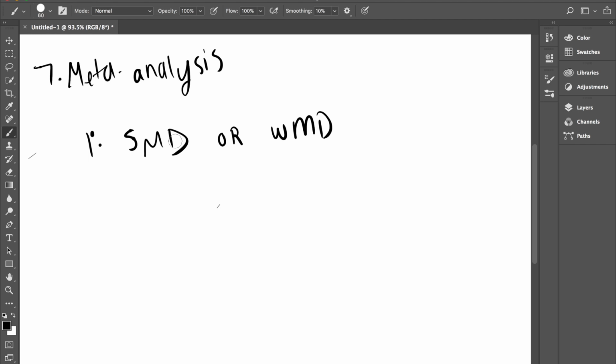The second thing you want to consider is whether you want to use a fixed effects model or a random effects model. I'm not going to get into discussing when we want to use fixed or random effects models. Just know that these are two different things that we need to determine.